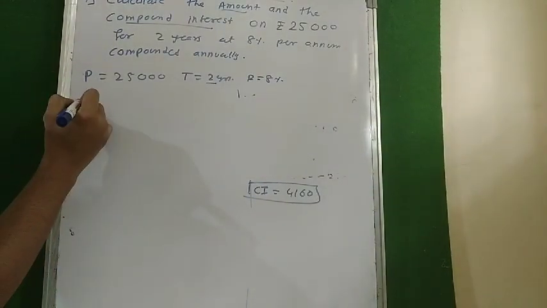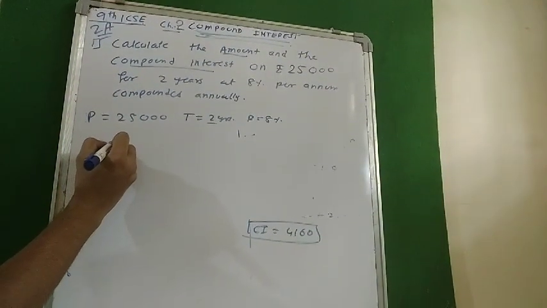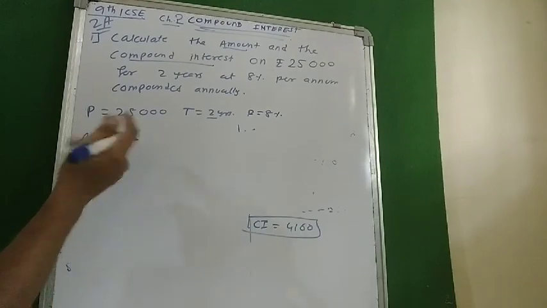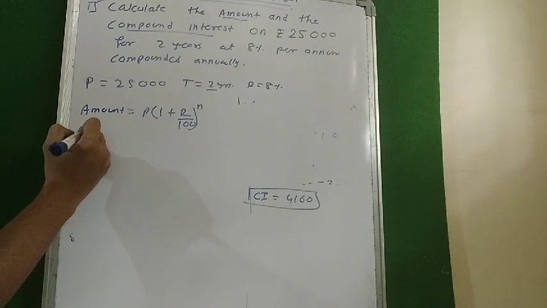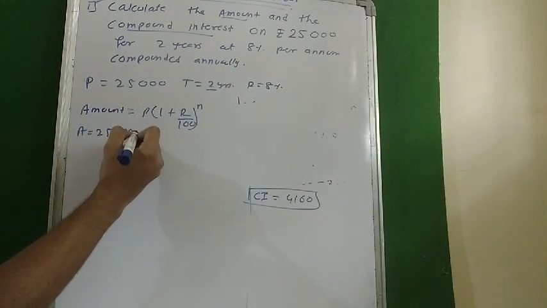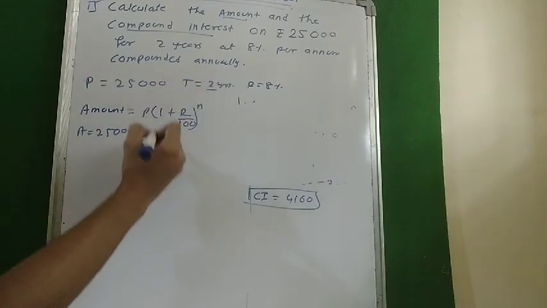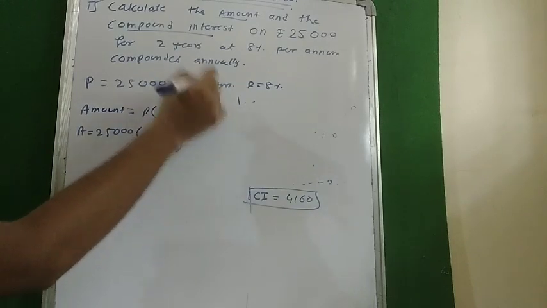So we have the direct formula to find the amount. Amount is what you are going to get after a certain number of years. Okay. So amount is equal to P into 1 plus R upon 100 raised to N. Therefore, the amount is equal to, what is the principal? It is 25,000. Okay. 1 plus, what is R? It is 8 upon 100 raised to N. Number of years is 2. You can also call this T.